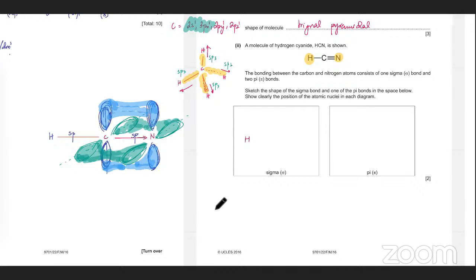Sigma bond, the electron density is right in the middle of the two nuclei. So you can show the H atom and its nucleus. You can show the C atom and its nucleus. And the electron density and the overlapping would happen right in the middle. So you can kind of shade it and say that the electrons are right in the middle. That's your sigma bond. And you can show the overlapping of the electrons with the N atom as well.